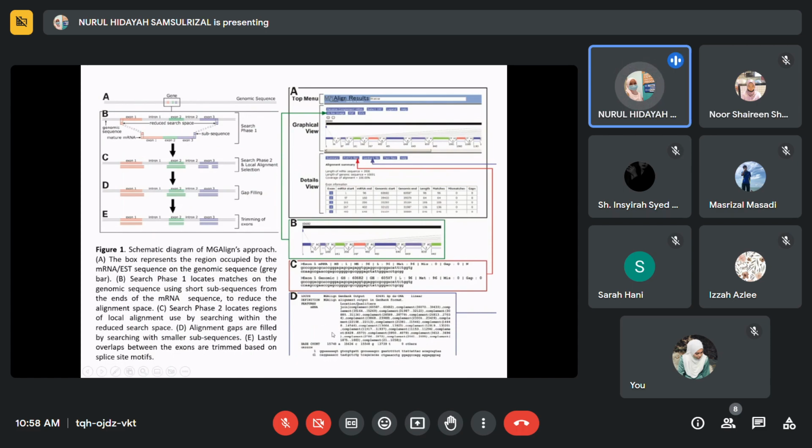Yang kemudiannya dia akan trim. Lastly, the overlap between the exon are trim based on the splice site motif. So yang ni dia akan trim. At the end, you akan dapat kamu punya combination tu. So this is what MG Align punya result.